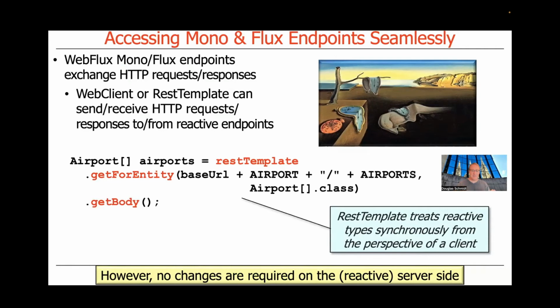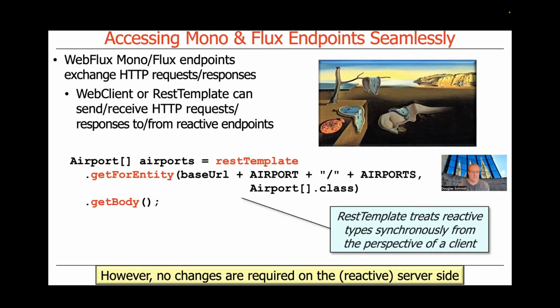So looking at the REST template stuff first, that's what we've talked about before. This is interesting because you can make REST template calls on services, microservices in particular, that are in fact reactive, but you can treat them as though they are synchronous using the REST template programming model. So as you can see here, you do a REST template get for entity, you pass in essentially the URI and the URL portion of the service method you're trying to access, and you give it the type you want the result to come back as, which in this case is going to be an array of airport objects.